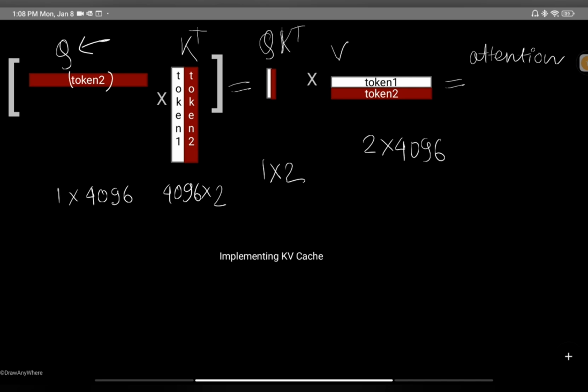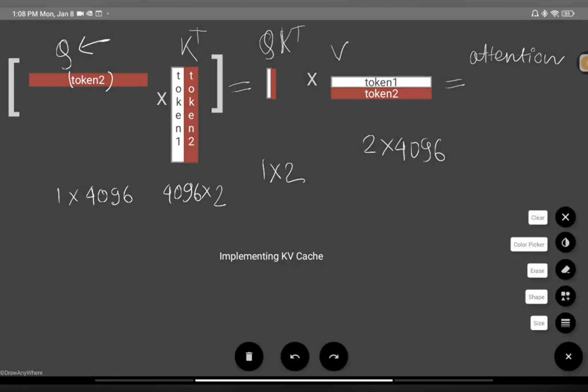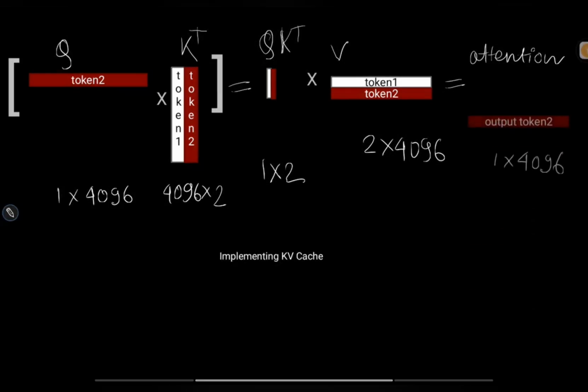So you can see that both tokens, token 1 and token 2, are present in K and V. That's why we call it KV cache. We are preserving these two tokens, and we are replacing the tokens related to the query vector. Once we do this multiplication, we get only token 2 as output. So we are not generating output token 1 again.